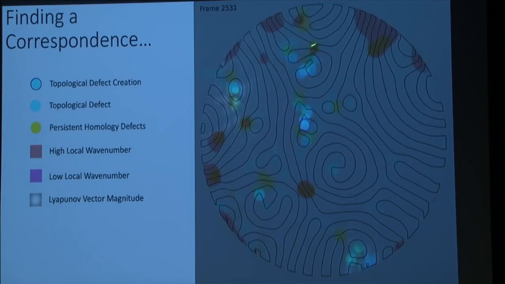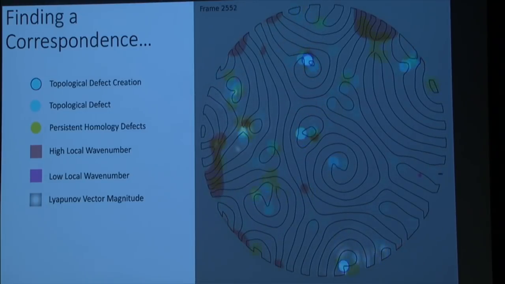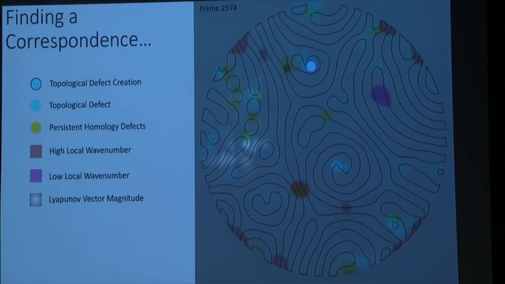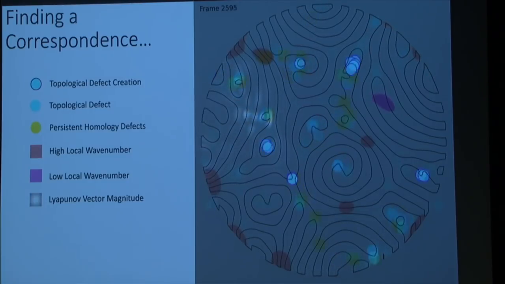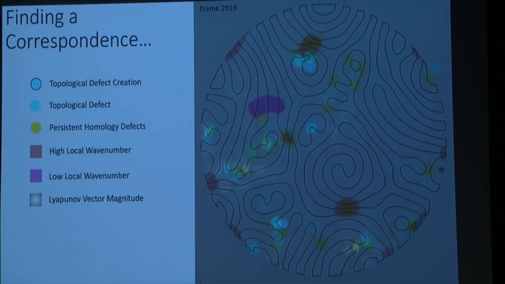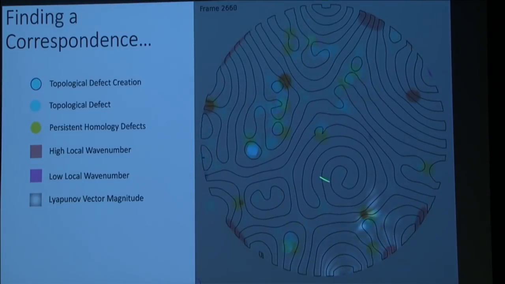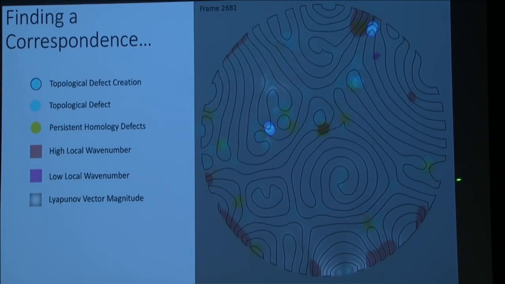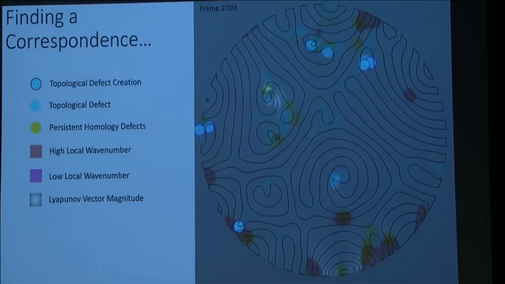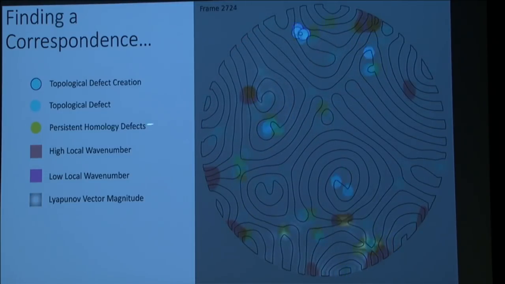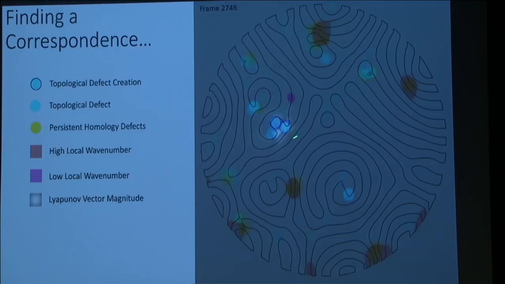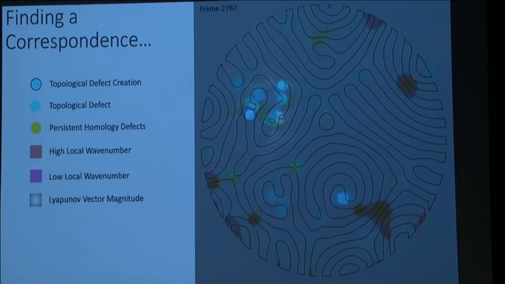So our topological defect creations, if you have a target that suddenly appears, 2 + 1 topological defects will appear, and they'll appear in cyan there. These topological defects are also moving around, so you can see there's shadows of defects; the faster they're moving, the more opaque they are. And then any of our persistent homology defects are in yellow, and lots of times they do correspond.